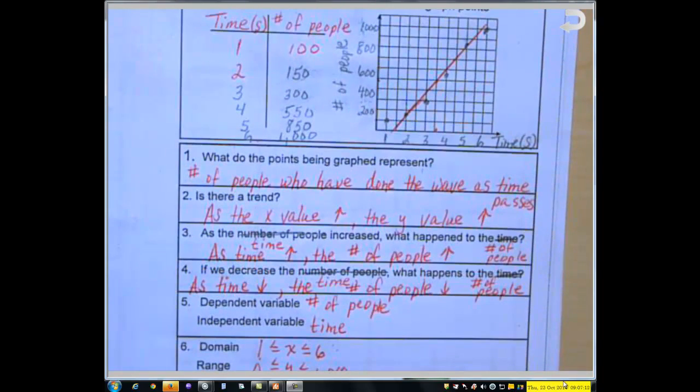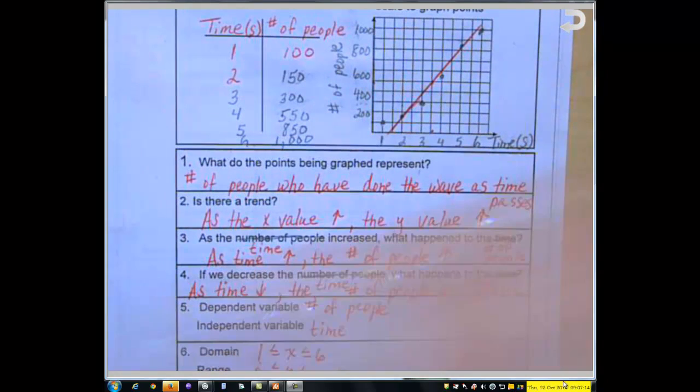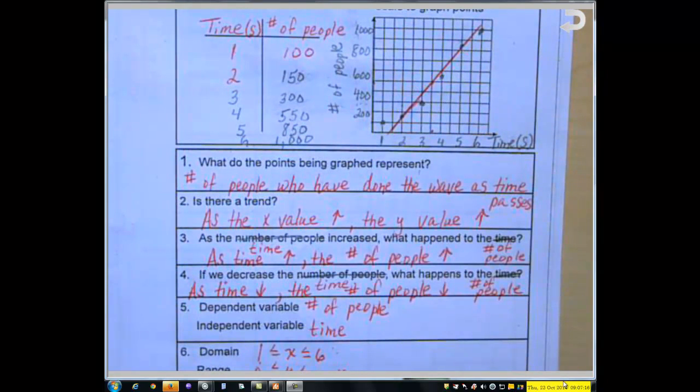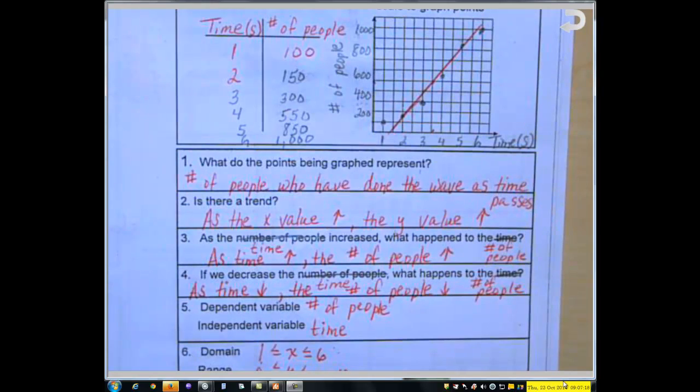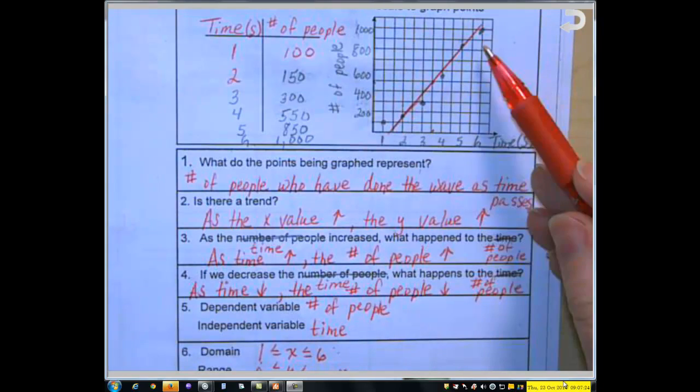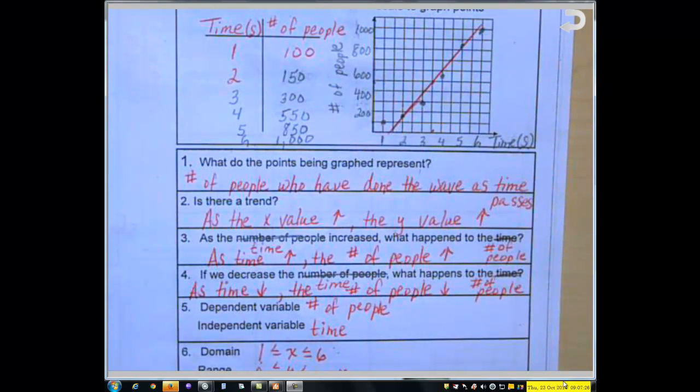Okay, so now what we want to try and do is draw a line through those points that goes through the middle of the points or hits the most points possible. So this is the line that I've drawn here. This is called a line of best fit.